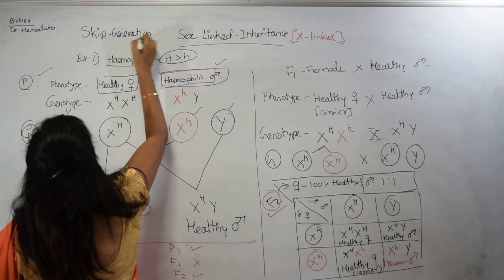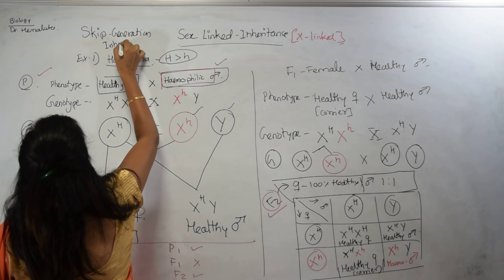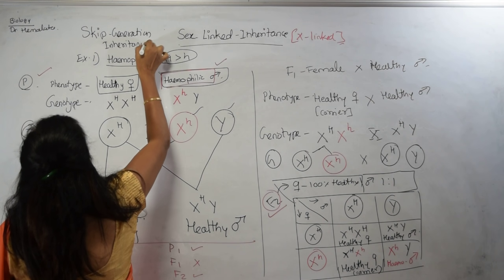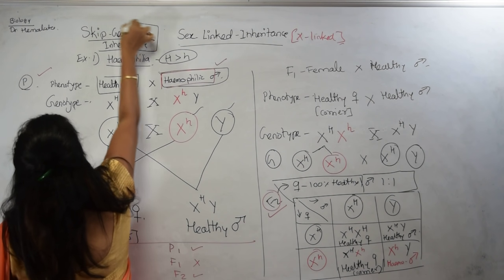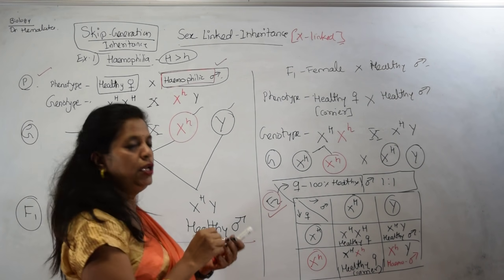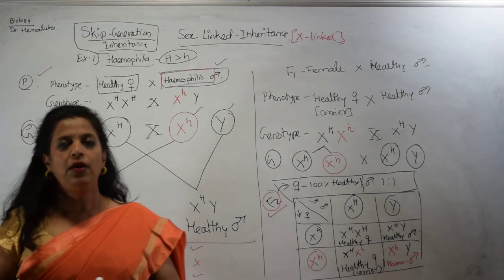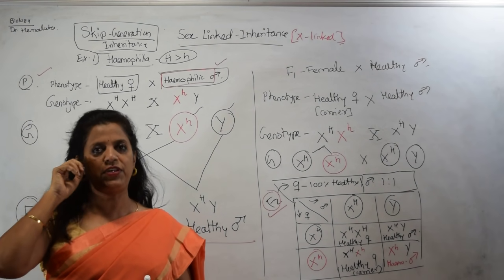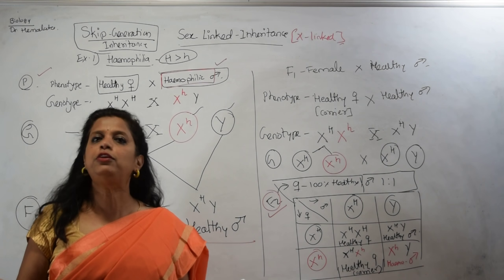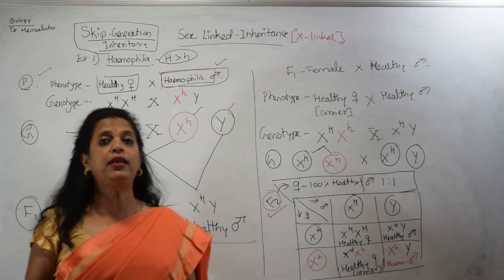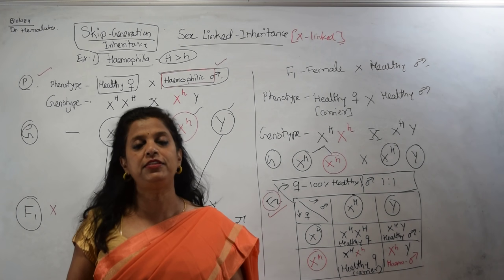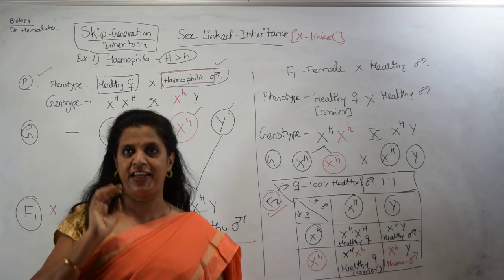Skip generation inheritance. That is, it is skipping a generation every time. It is not continuous. It skips a generation and the next generation appears. First generation it is there, next generation it is not showing any symptoms. Third generation it again comes. Fourth generation it disappears. This is called the skip generation inheritance.